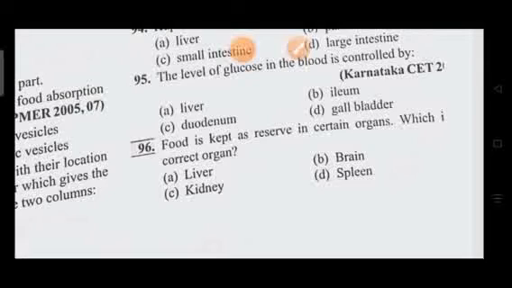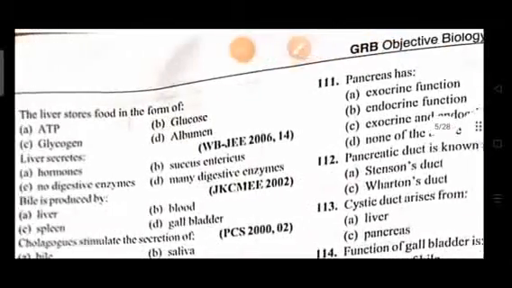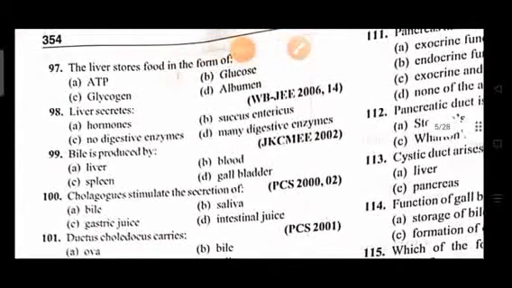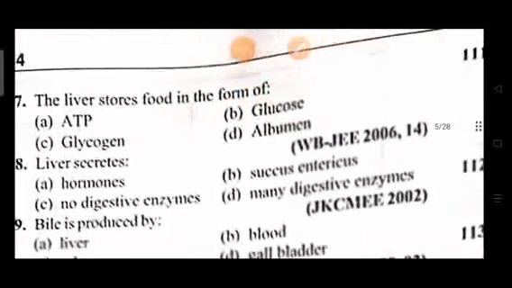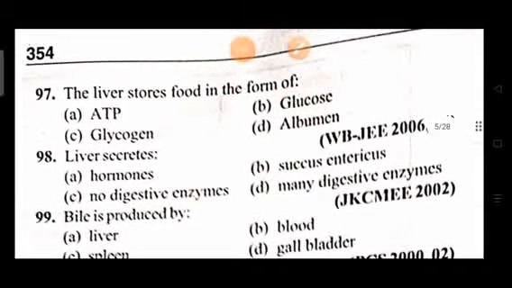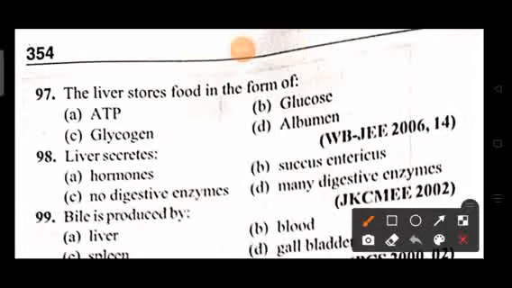Next, the liver stores food in the form of ATP, glucose, glycogen, or albumin. Already we have been discussing that the liver stores food in the form of glycogen. So the answer is option C.